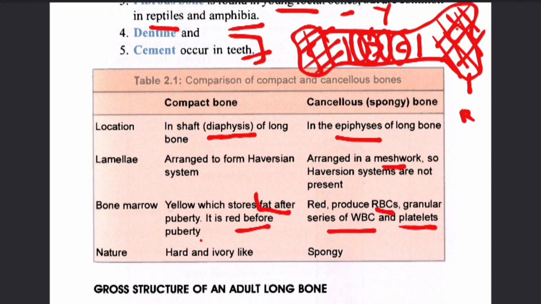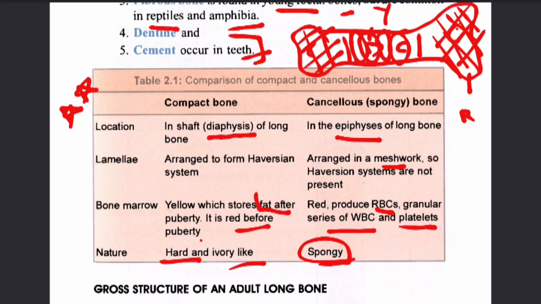The nature of compact bone is hard and ivory-like, and cancellous bone is spongy. So this table is very important. I will make a star mark. You should know about the compact and the cancellous bone and the comparison in a long bone.